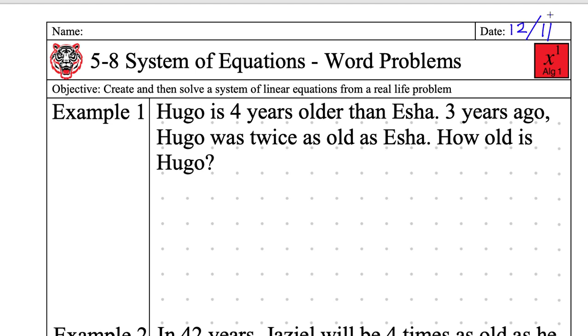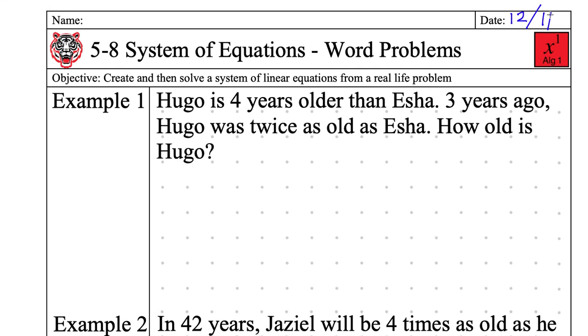We are on lesson 5-8, System of Equation Word Problems. It's our last lesson of the semester, last lesson of the quarter, last lesson before we start reviewing for finals. So, who can read our objective? Charles. Oh wait, Charles, you don't have your card. Let's go with Emma. Create and then solve a system of linear equations from a real life problem. Thank you. And Eamon, can you please shut your laptop?